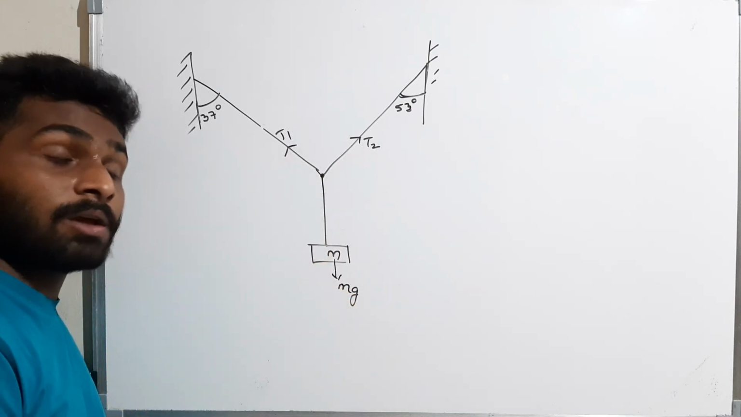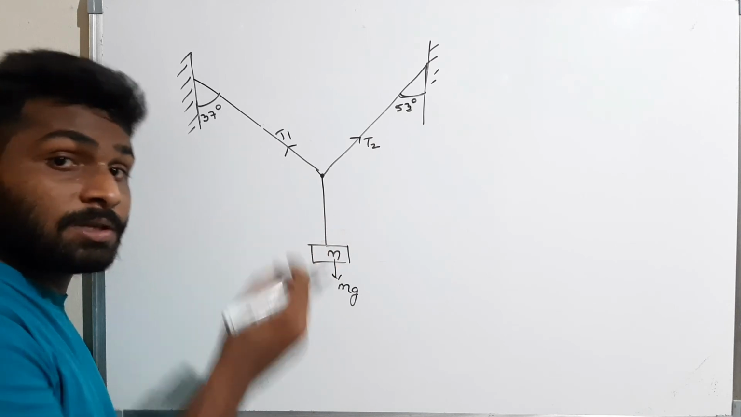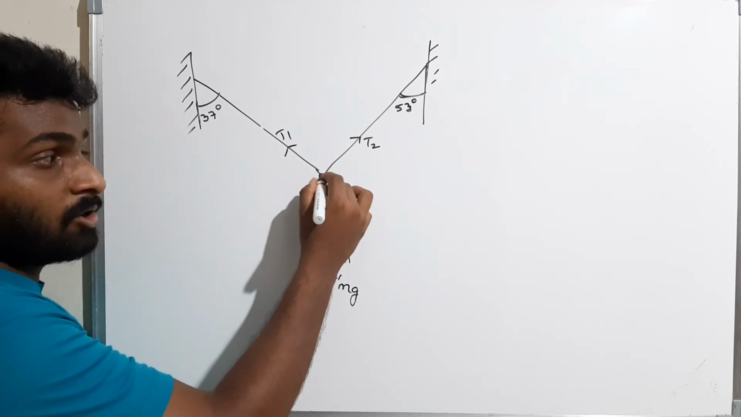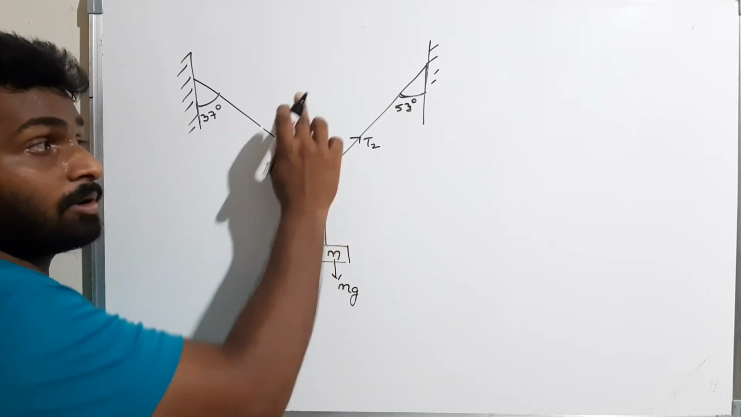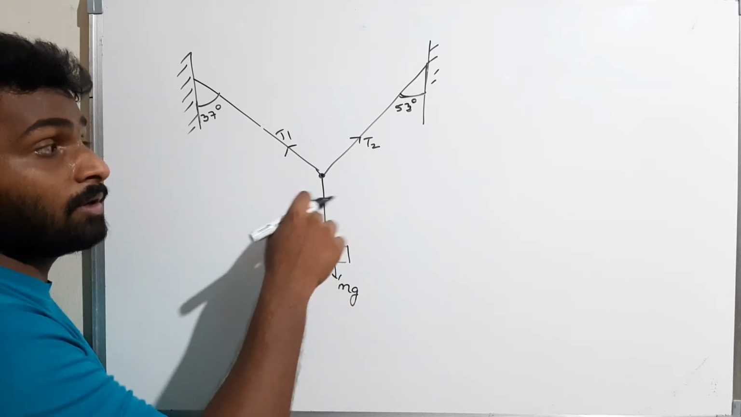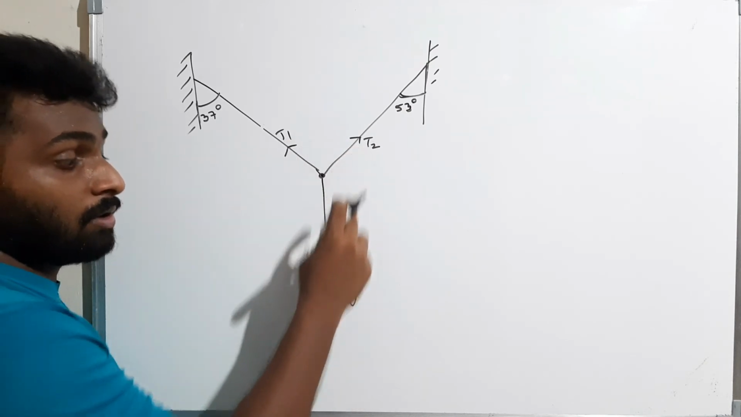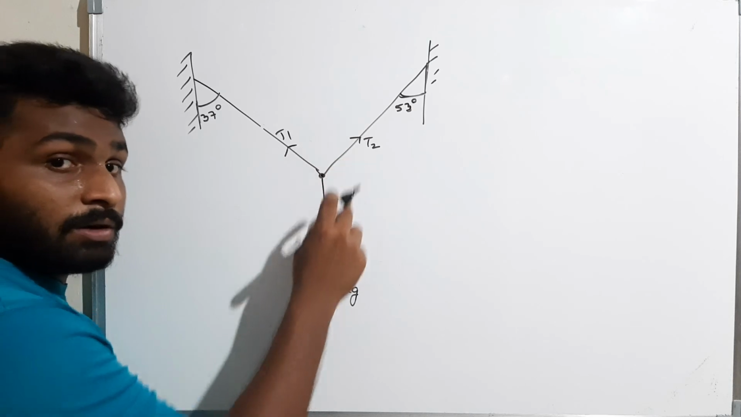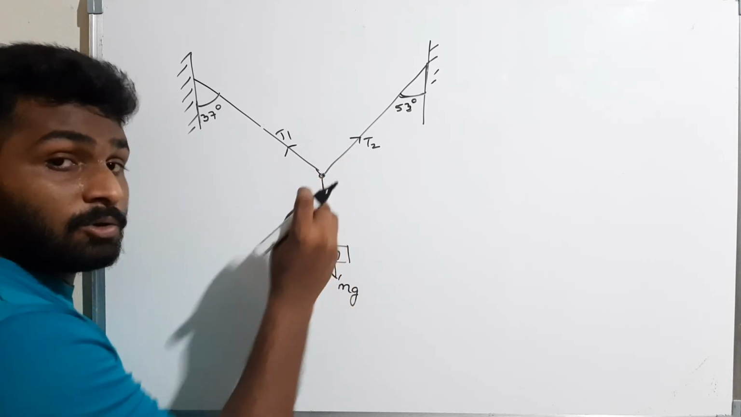Now, how can I find the relation? I can find it by using Lami's theorem. This point is in equilibrium. It is neither moving down nor moving up. Therefore, it is in equilibrium. The three vectors T1, T2 and mg are maintaining a point at equilibrium. That means I can use Lami's theorem.